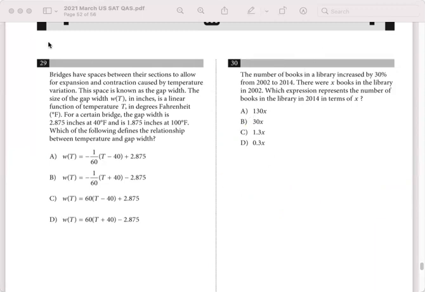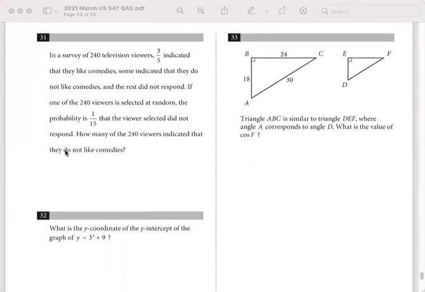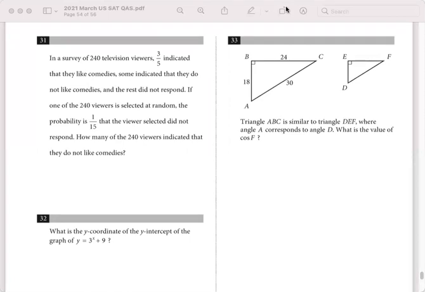Okay, let's now look at the brilliant questions. 31. In a survey of 240 television viewers, 3/5 indicated that they like comedies, some indicated that they do not like comedies, and the rest did not respond. If one of the 240 viewers is selected at random, the probability is 1/15 that the viewer selected did not respond. How many of the 240 viewers indicated that they do not like comedies?